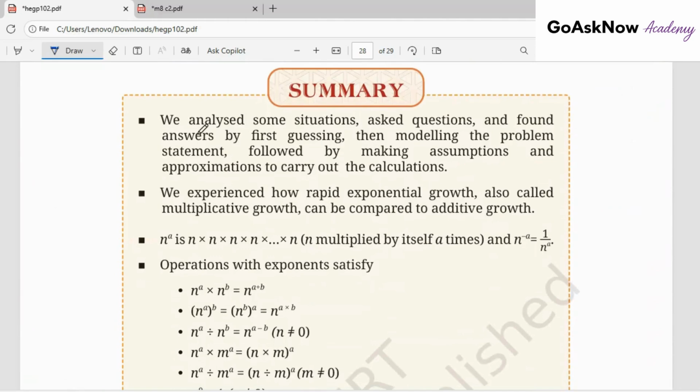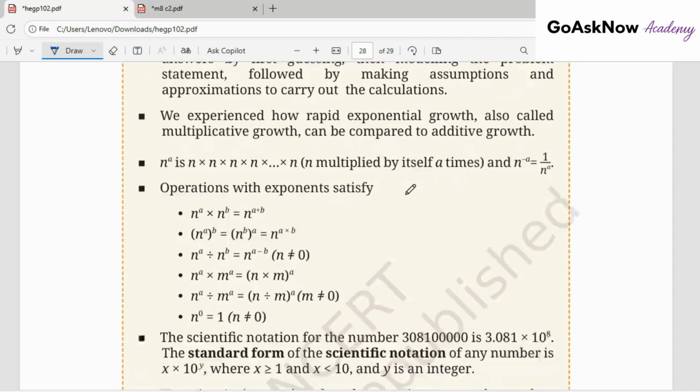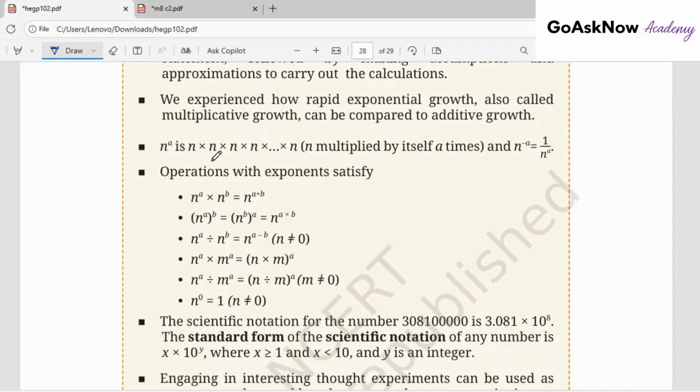Next, the summary. We analyzed some situations, asked questions and found answers by first guessing, then modeling the problem statement, followed by making assumptions and approximations to carry out the calculation. We explained how rapid exponential growth, also called multiplicative growth, can be compared to additive growth. N power a is equal to n into n up to n multiplied by itself a times, and n power minus a is equal to 1 by n power a.